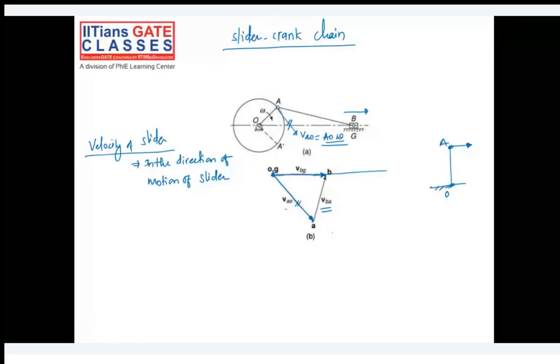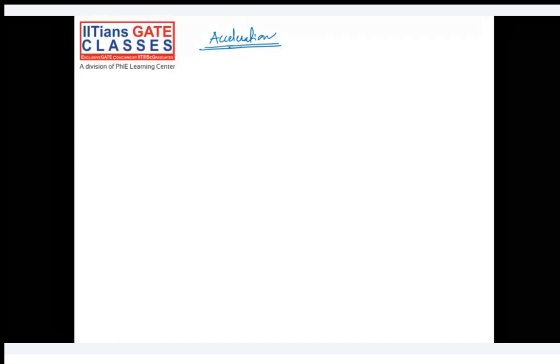Whenever we have a rotating point on a link, let's say link OA, and it is rotating, in this case the point A will have two components of acceleration. The point A will undergo two kinds of acceleration: one is the tangential component of the acceleration, and the other is the centripetal acceleration. So the accelerations are two here.